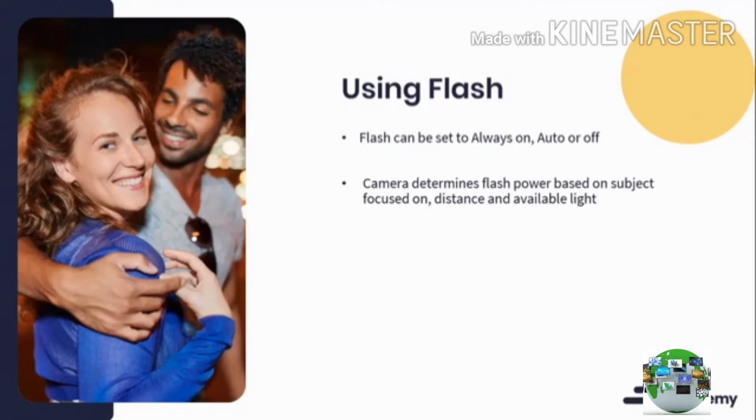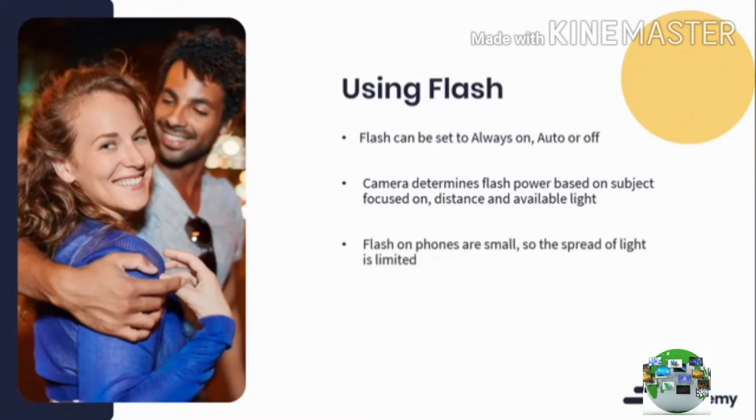Then the camera determines the flash power based on the subject that you focused on, the distance they are away from the flash, and the available light. So if you've got a subject that's very, very far away from the camera, the flash will up the power, but it may still not have quite an impact, because remember, the size of the flash itself is a factor too.